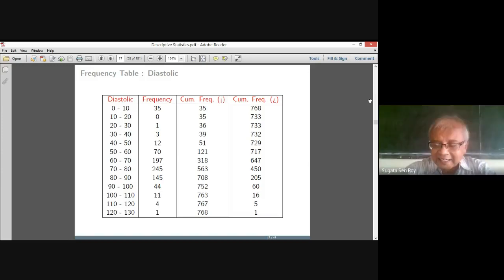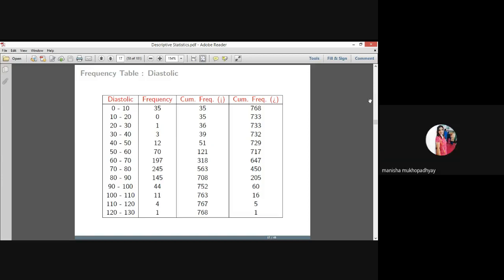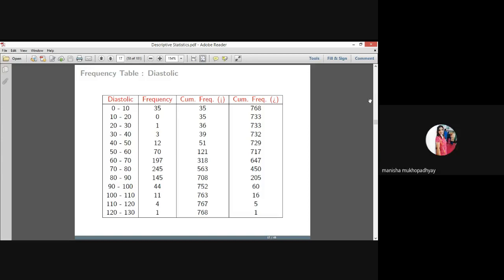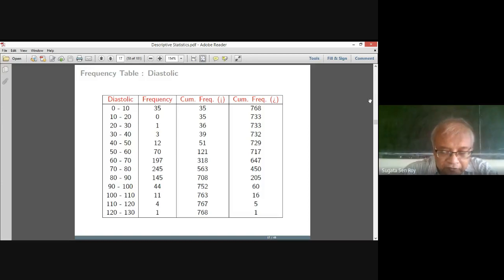Yes, sir. In the first case, there is an interval of 2, and in this second case, the interval is 10. Okay, but there is one other big difference.